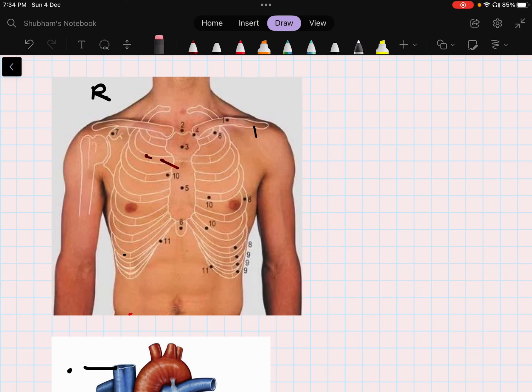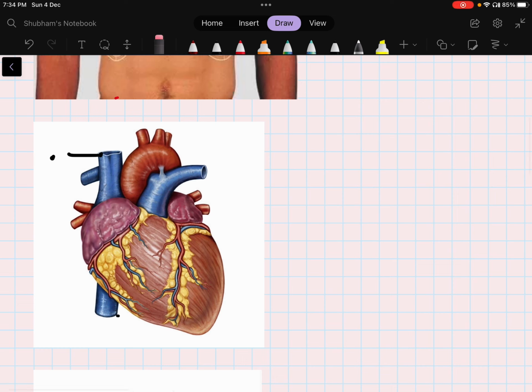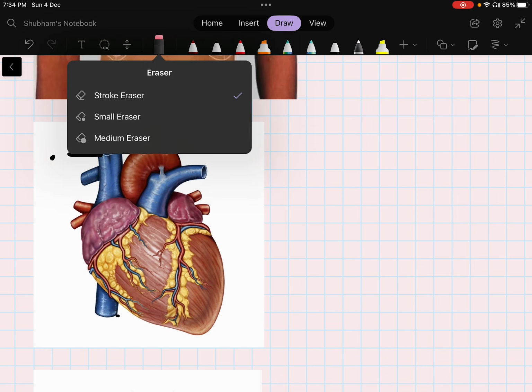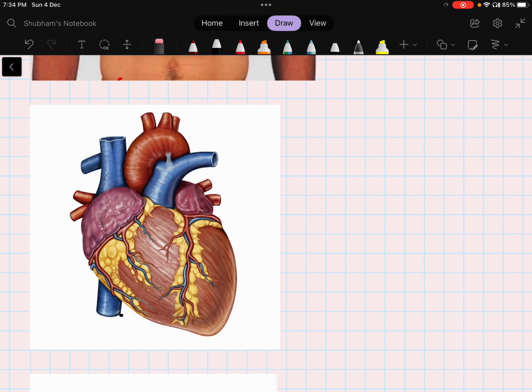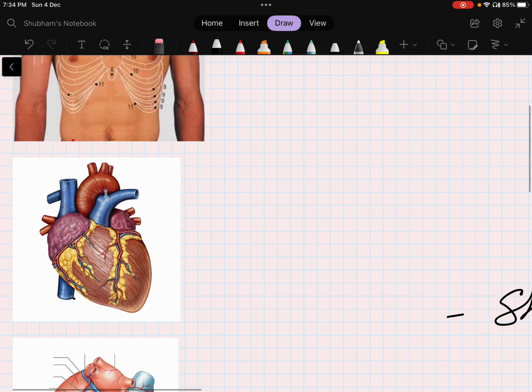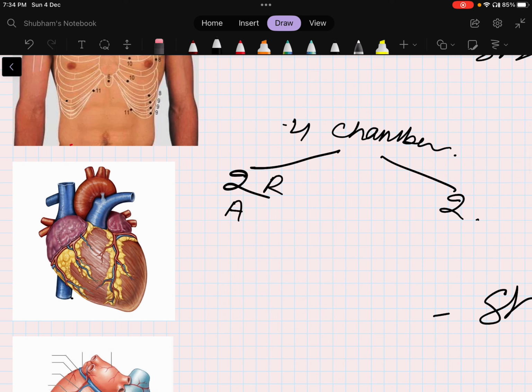Okay, so let's deep dive into our heart. What all do we have here? For our heart, we have four chambers, two on the right and two on the left: right atrium, right ventricle, left atrium, left ventricle.